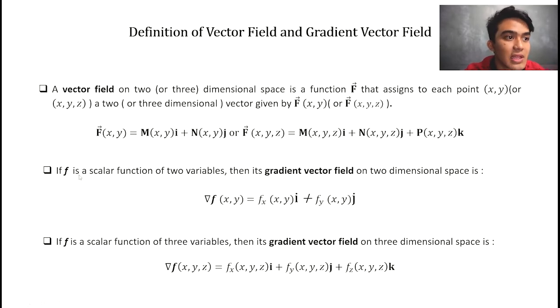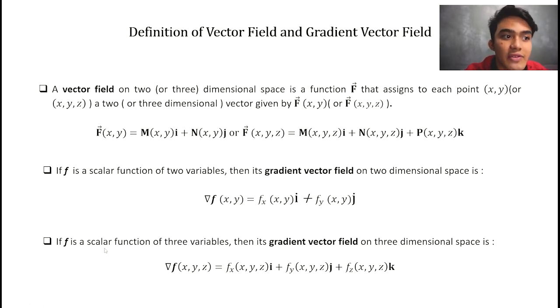Then, if f is a scalar function of 2 variables, then its gradient vector field on 2-dimensional space is written by this symbol called nabla. Nabla f(x, y) is equal to f_x(x, y)i, differentiate the function with respect to x for the i, plus f_y(x, y)j. The j part is differentiate with respect to y.